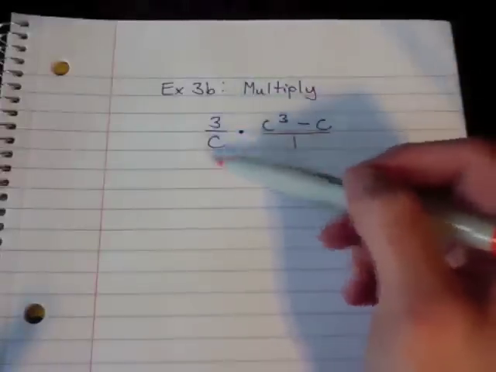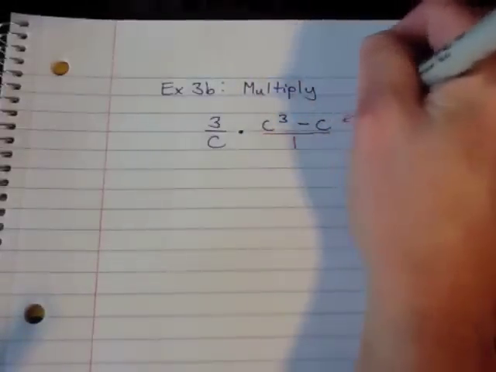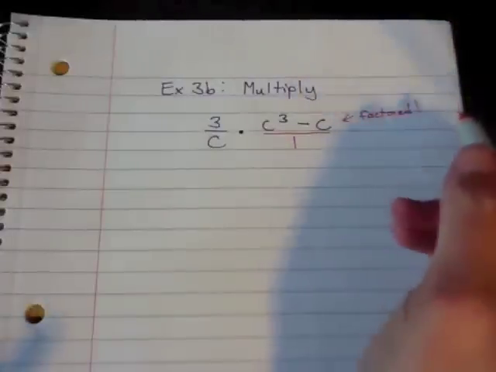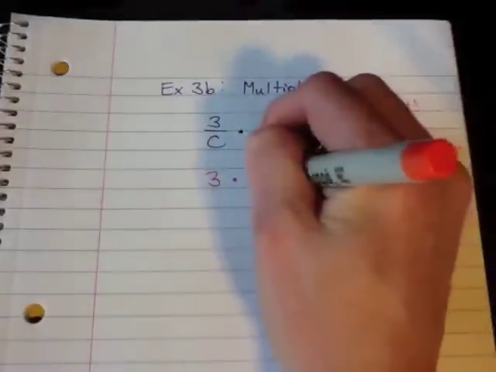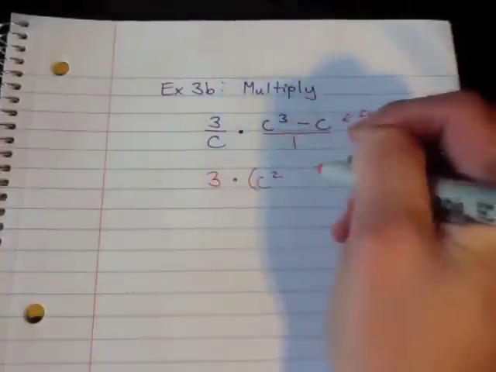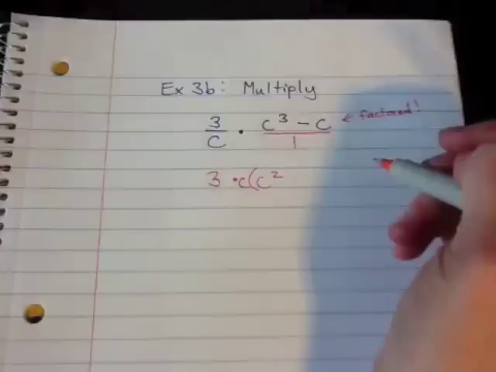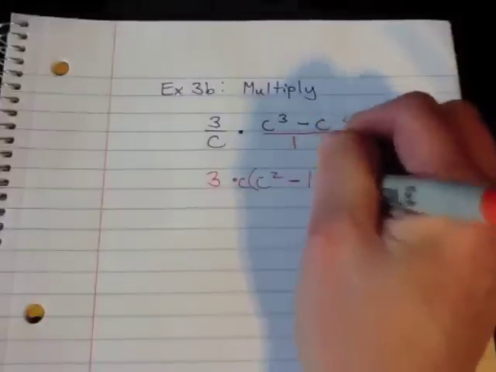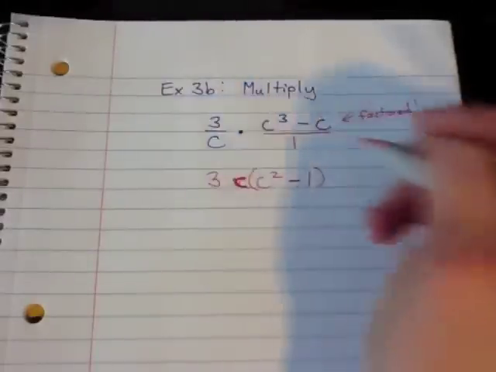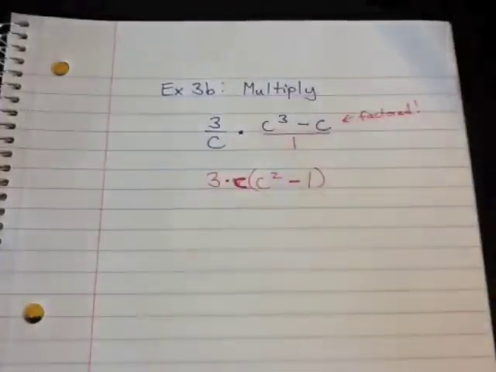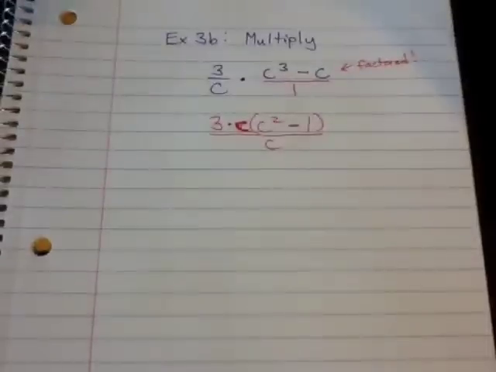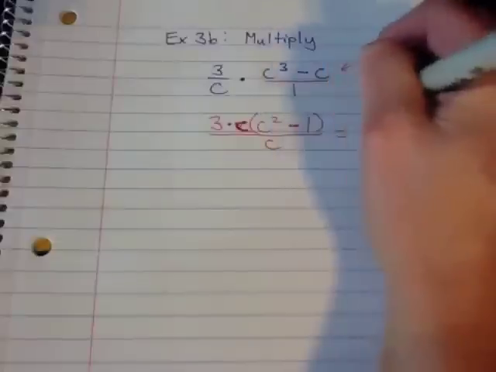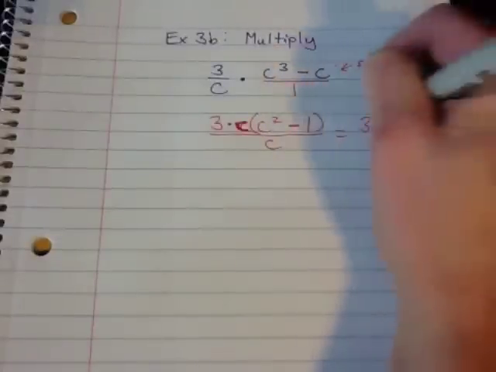And then you're checking each set to see if anything can be factored. And this right here can be factored. So you're going to rewrite it 3 times, and this is a common factor of c. So we have c squared and then you should have minus 1 left over. And this is all over c times 1, which is c. Three c times c squared subtracting 1 over c.